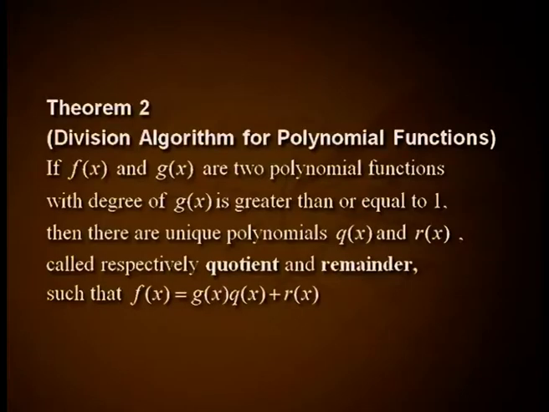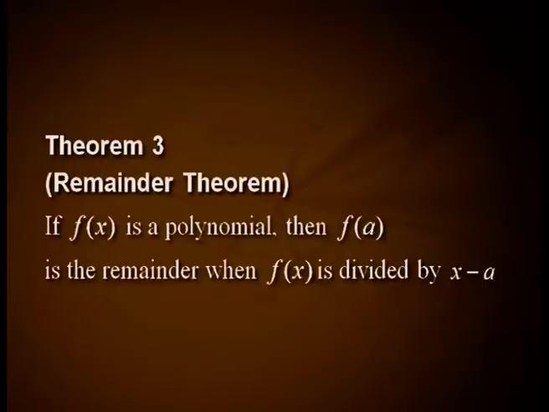Theorem 2: division algorithm for polynomial functions. If f of x and g of x are two polynomial functions with the degree of g of x greater than or equal to 1, then there are unique polynomials q of x and r of x, called respectively quotient and remainder, such that f of x equal to g of x into q of x plus r of x with the degree of r of x less than the degree of g of x. Theorem 3: remainder theorem. If f of x is a polynomial, then f of a is the remainder when f of x is divided by x minus a.